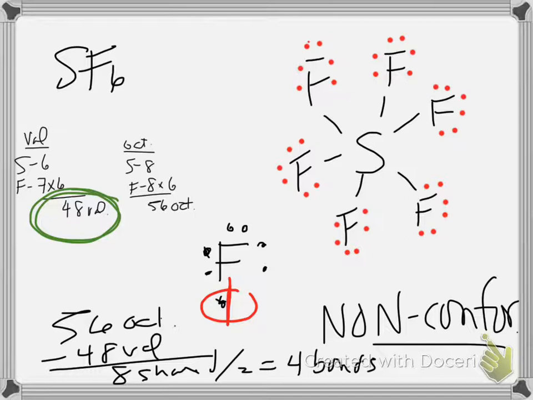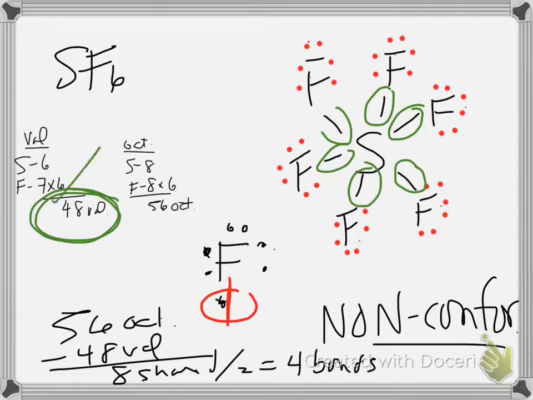So 6, 12, 18, 24, 30, 36, 38, 40, 42, 44, 46, 48. Do we have the correct number of valence electrons? Yeah. That's all we can do. It's the only check we can perform on a nonconformer.